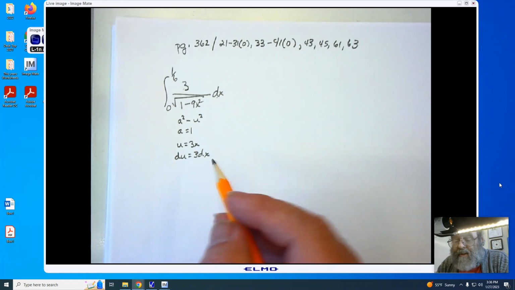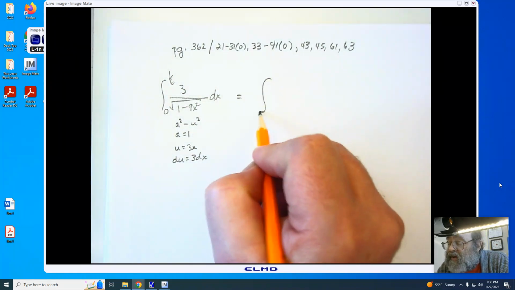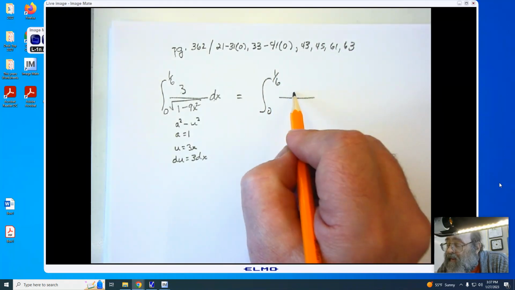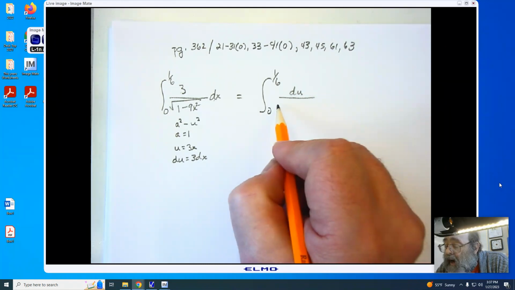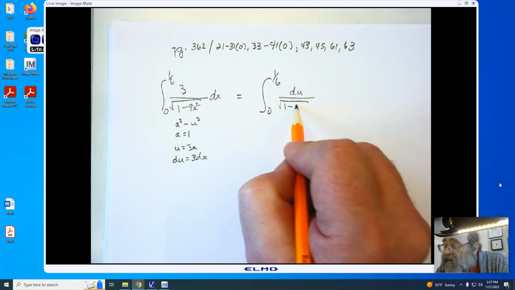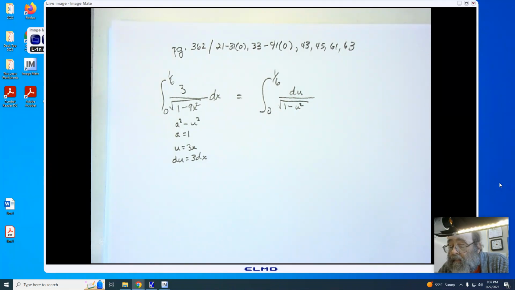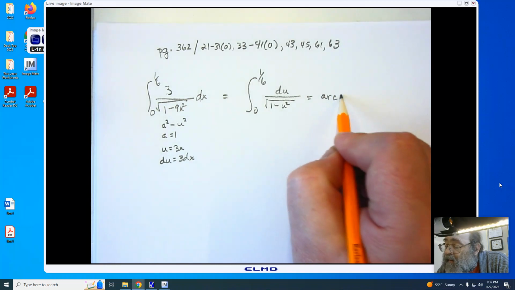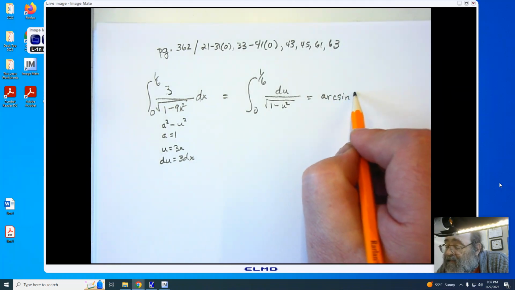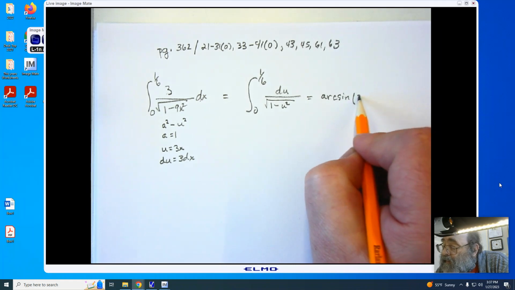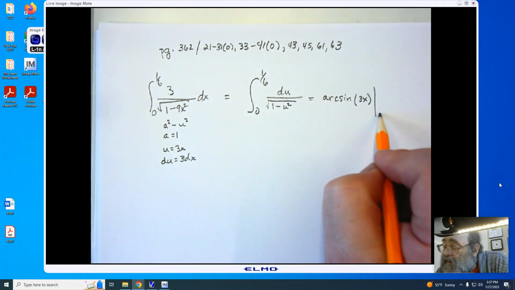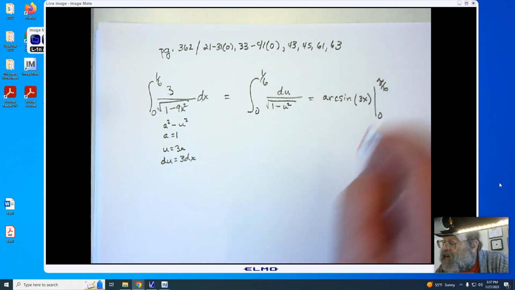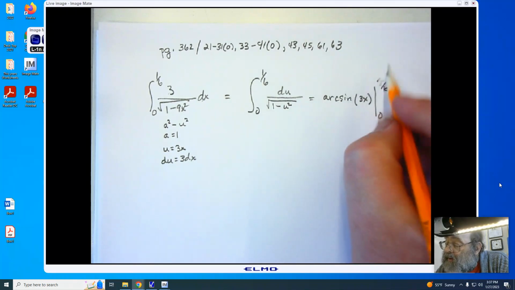Okay? So once I have that, I'm going to go ahead and substitute everything, 0 to 1/6, and I end up having my du, and I currently have the square root of 1 minus u squared here. So we see this as our pattern. This is then the arc sine of 3x, and it's from 0 to 1/6, my bad, 1/6.